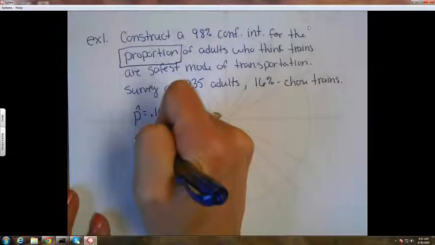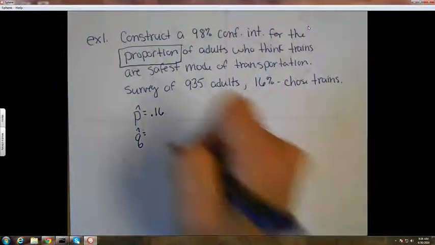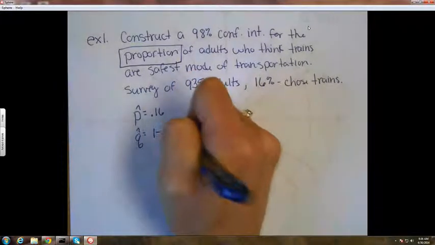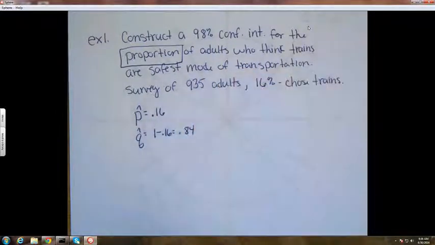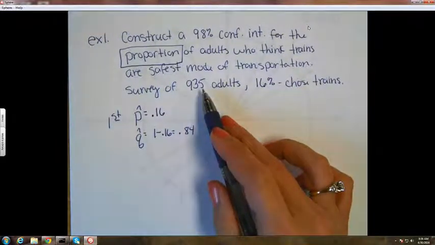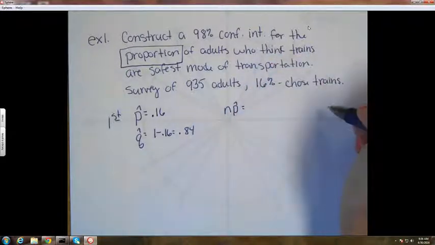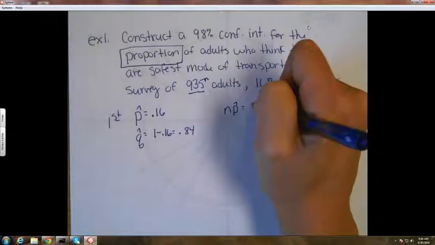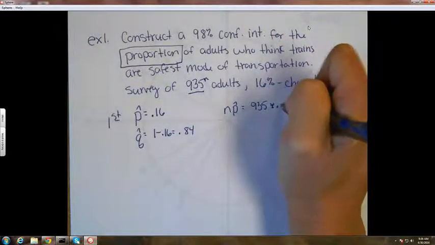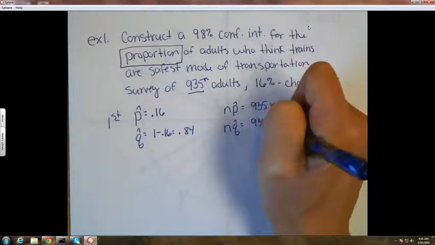What does that make q hat? If I have 16% successes, what does that mean for my failures? 1 minus 0.16 is 0.84. 84% failures. Okay, so now we're going to do that first step, and check to make sure that this sample size of 935 is big enough by doing n times p hat. What is my n in this problem? 935 is my n. 935 times 0.16, and then I'll go n times q hat. 935 times 0.84.